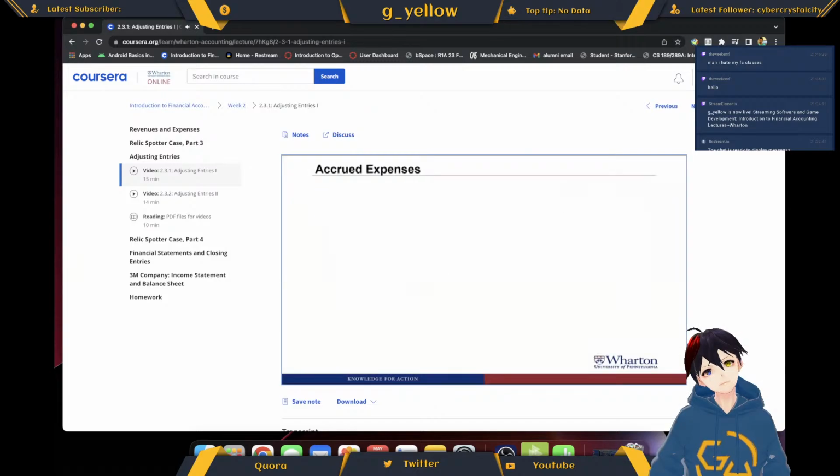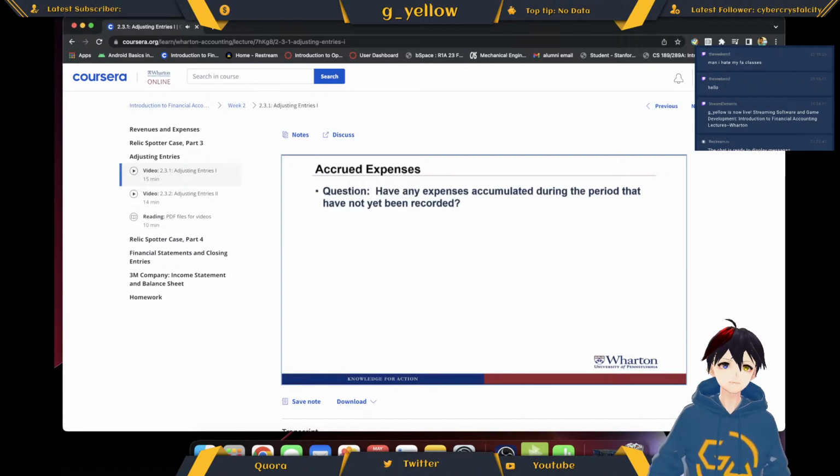Next, we have accrued expenses. So as our poor accountant decides to turn on the TV to watch something like New Year's Rockin' Eve so he can hear some of the music in the background that he's missing at all the parties, he has to ask himself, have any expenses accumulated during the period that have not yet been recorded? These accounts are all going to be payable type accounts. What's going on here is that we've incurred some expense over time, but we haven't yet paid for it in cash. So the adjusting journal entry we need to make is to debit an expense to recognize that expense and credit a payable liability to show that we have an obligation to pay for that expense.